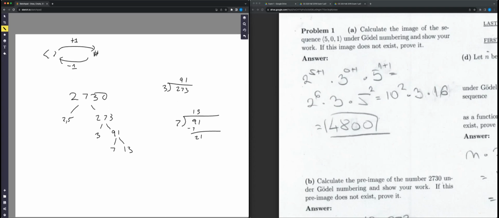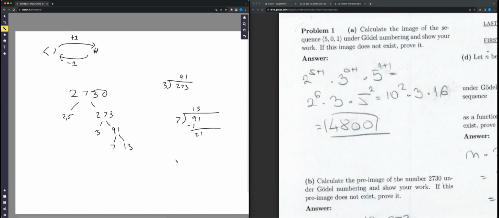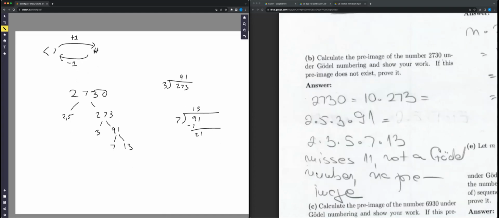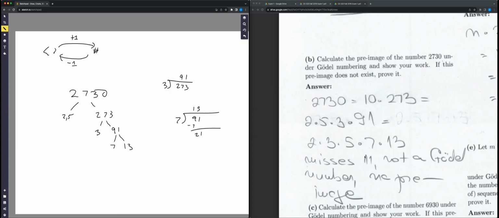Yeah, nice. Okay, so the next prime we get after 7 is 13, but 11 is a prime, which means we skipped a prime number. So this doesn't exist. Right, so you see here, the proof is 2 times 3 times 5 times 7 times 13. Misses 11, not a Gödel number, no pre-image, whatever. Just say it skips 11.